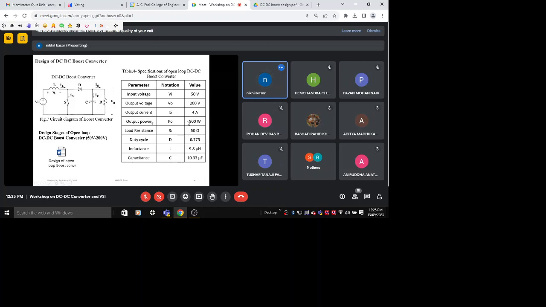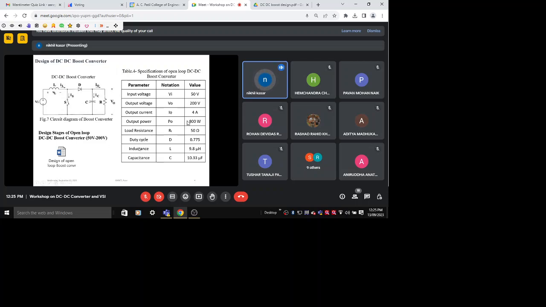Resistance RL we have calculated. Duty cycle also we have calculated, that is 0.775. In the percentage it is 77%. So I can say this is the limitation for the boost converter. Beyond this value of duty cycle, that boosting operation becomes difficult, it's not possible. So we can increase the duty cycle up to 77%. After that it will move into the saturation part.